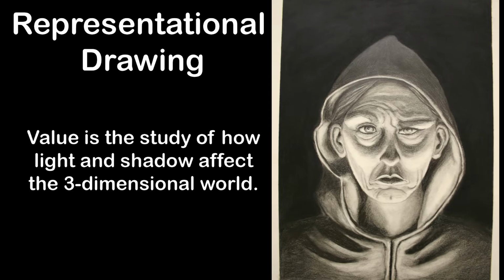In representational drawing, value is used to create an illusion of light and shadow. Since everything in the three-dimensional world is affected by light and shadow, using a range of value in your drawing will make the subject of your two-dimensional artwork appear more dimensional.